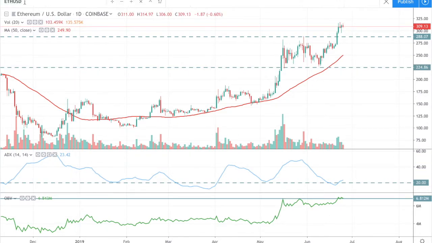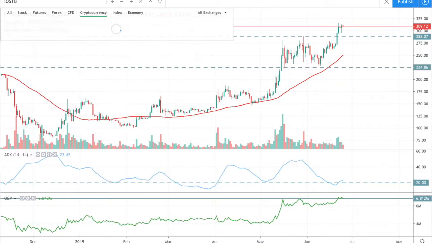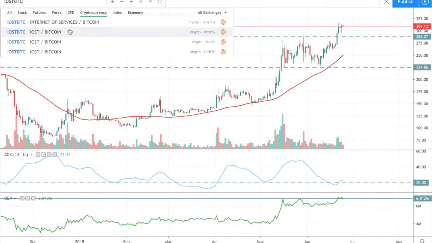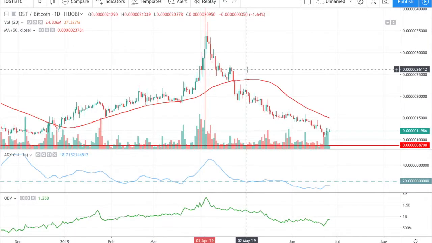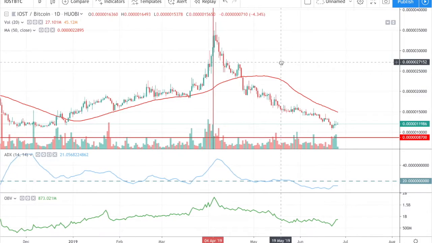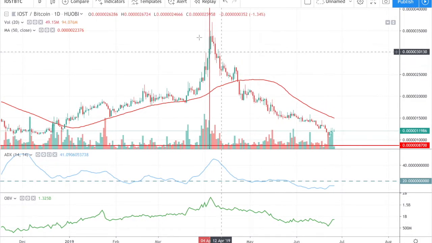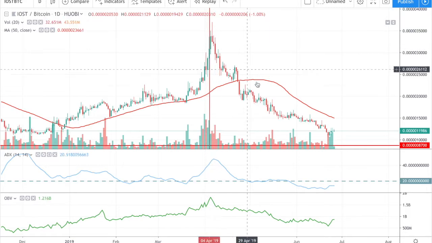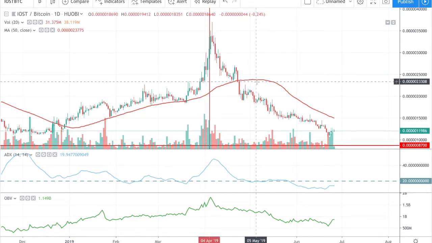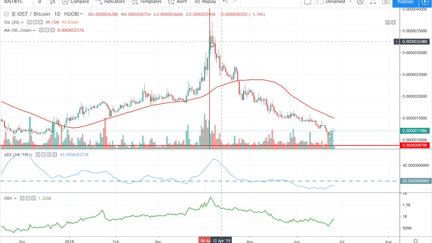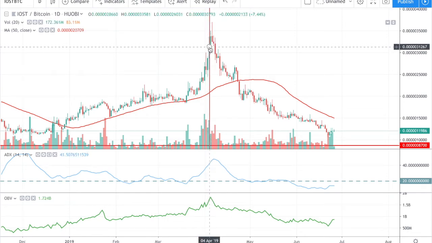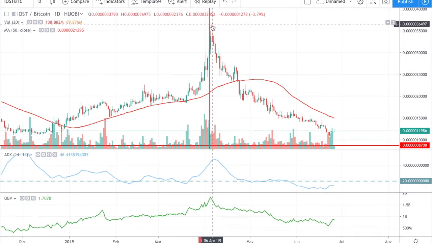All right, now let's take a look at IOST BTC. This is something that one of the viewers requested. Now, as you can see, with Bitcoin dominance, IOST has been selling off against BTC quite heavily. The actual sell-off started about April 4th, when we peaked here at the top at 36.72 Satoshis, and since then we've been dropping.